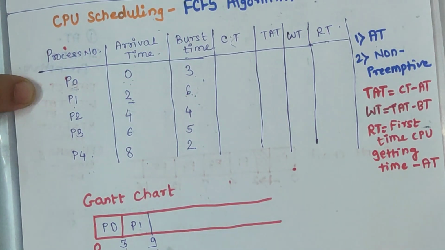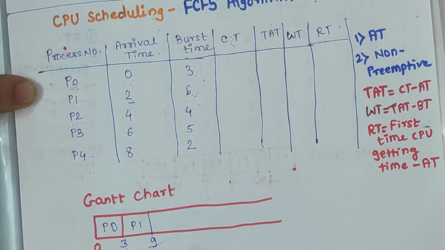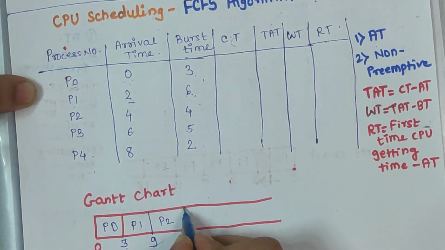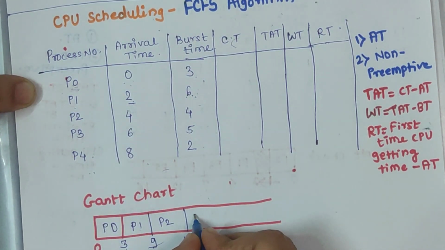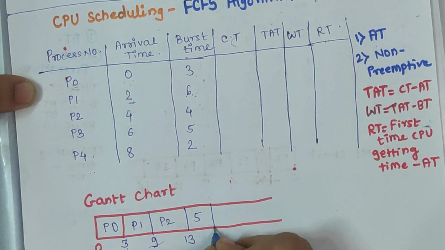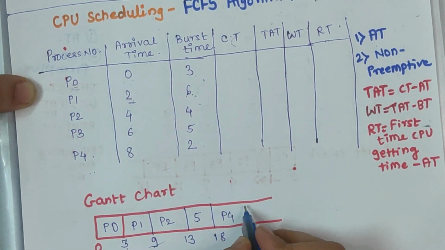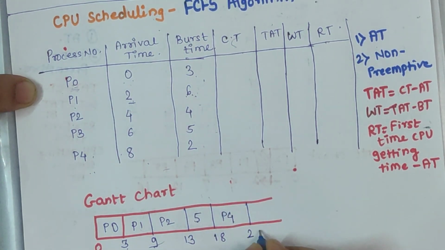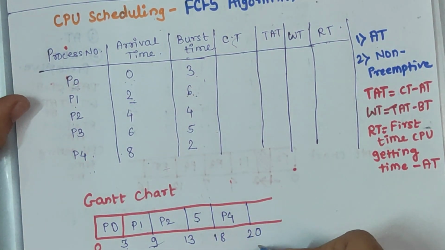After that we are taking process P2 because it has already arrived at time unit 4. So P2 is taking 4 units. That is, it will be completed at 13. P3 is taking 5 units. It is getting completed at 18. And lastly P4, which has already arrived at time unit 8, is executing for 2 units. So this is how we have completed all the processes. That is, all the processes have completed their execution.